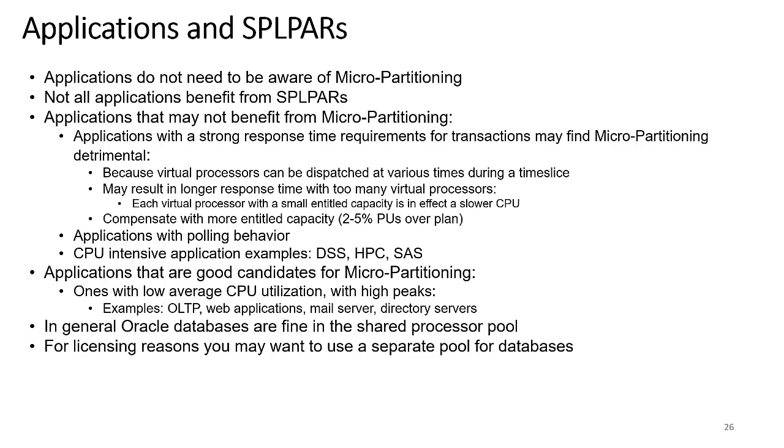Oracle databases typically run very well in the shared processor pool, as do DB2 and Informix. And one of the other things you may want to do for licensing reasons is use a separate shared processor pool for databases. I typically will have a pool for databases. Because of the way it gets licensed, I'll have a separate pool for IBM i, and I also look at other applications to determine if they need to have their own pool.